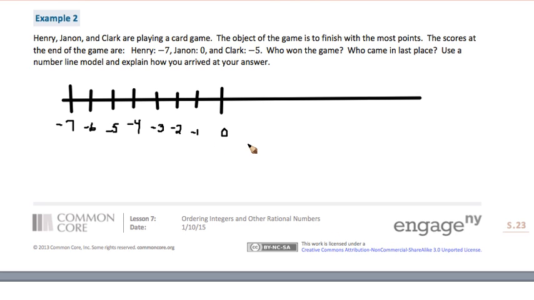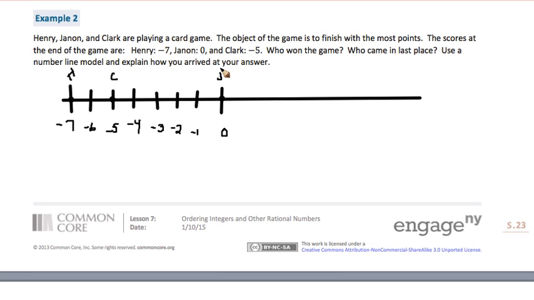So I've created the number line, and on the number line we have 0, and then we're counting by ones going in the negative direction. So what we need to do then is to graph those 3 scores. This was Janan, Henry was negative 7, and Clark was negative 5. And we'll need to make sure that we label those. Henry, we'll just put an H there for Henry. Clark was negative 5, that's a C for Clark, and Janan was 0, put a J.